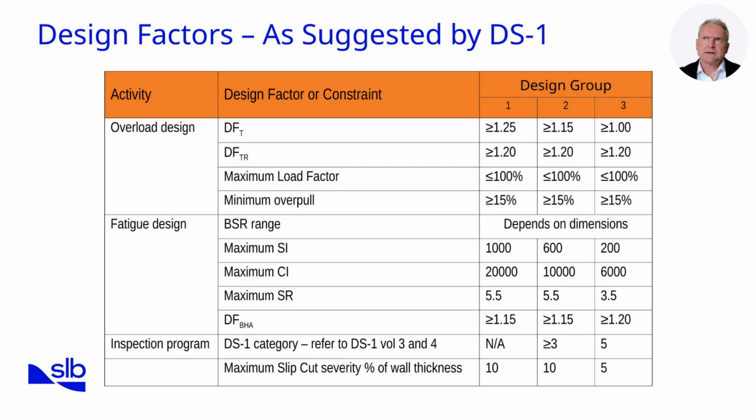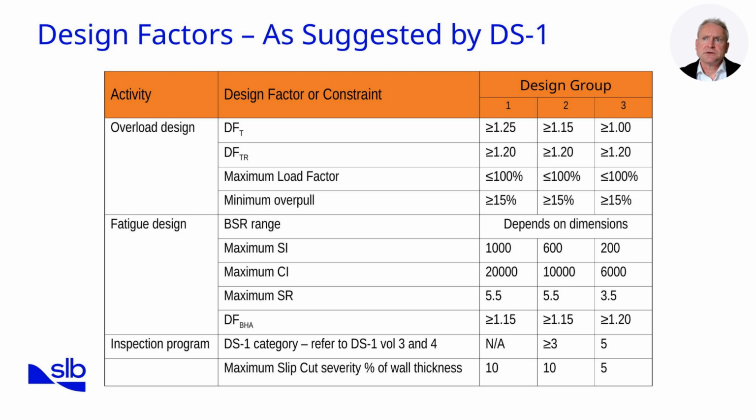Moving into fatigue design, DS1 provides constraints such as bending strength ratio BSR, stability index SI, curvature index CI, stiffness ratio SR, and BHA buckling factor DFBHA. The numbers show progressively stricter limits as you move from Group 1 to Group 3. For example, maximum SI drops from 1000 in Group 1 to just 200 in Group 3, reflecting lower tolerance for instability in high-risk operations. Finally, inspection requirements tighten as risk increases.